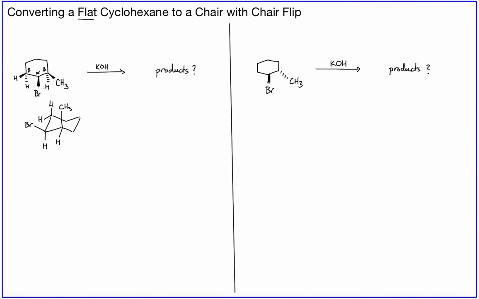So in a cyclohexane, for an elimination to occur, the leaving group must be axial. So the bromine here is our leaving group, and we can see that it's equatorial. So therefore, that's going to necessitate a chair flip. So to do a chair flip, we're going to bring the carbon that's down, flip it up, and the carbon that's up, flip it down. So we're going to reverse our chair.